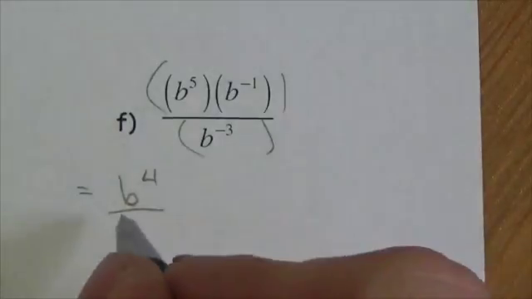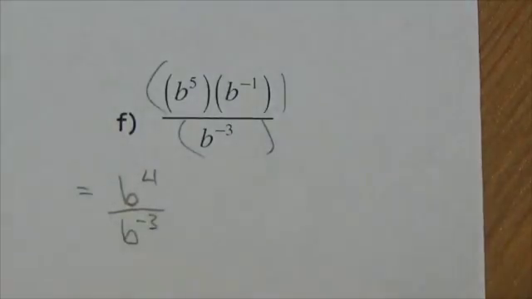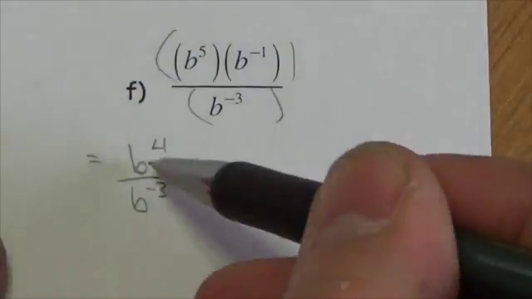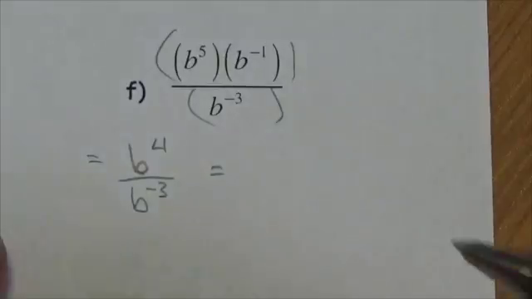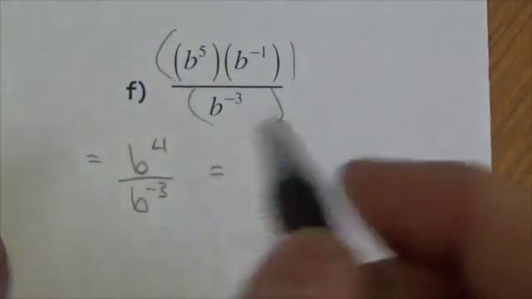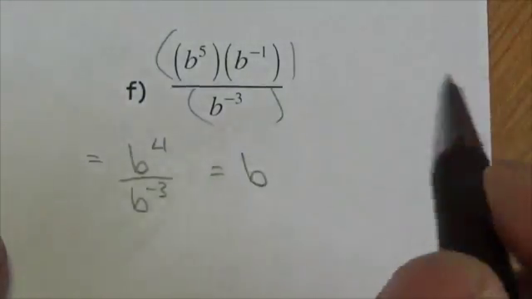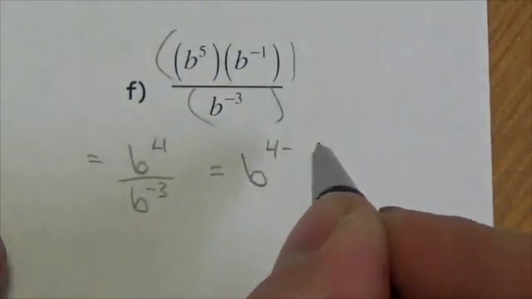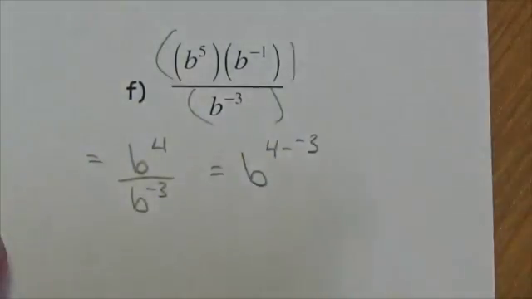So b to the 4. And then there was nothing to simplify in the denominator. It was what it was. So just b to the negative 3. Now, the issue here is the division. So I've got b to the 4 divided by b to the negative 3. So this will be b to the, well, it's going to be the difference between those two. Now let's make sure we write this out carefully. This will be minus negative 3.